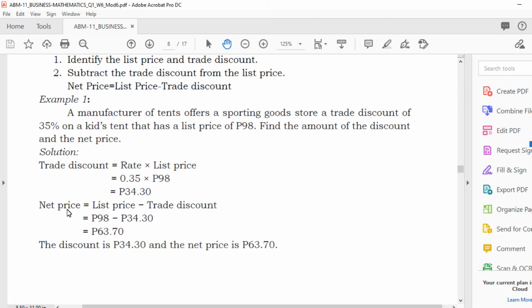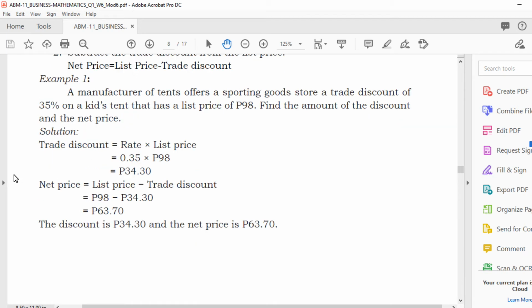Okay, tira natin dito Example. A manufacturer of tents offering a sporting goods store a trade discount of 35% on kids' tent, which has a list price of 98. Find the amount of the discount and the net price. Okay, sa trade discount, sabi natin, trade discount is equals to rate times list price. So, 0.35 times 98 equals 34.30. So, ang trade discount natin ay 34.30.